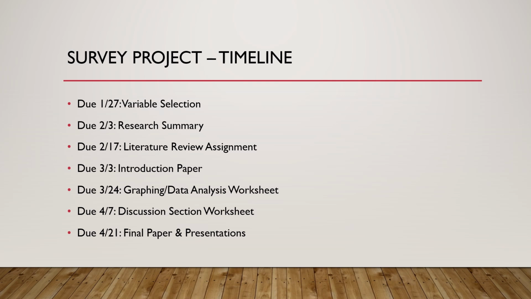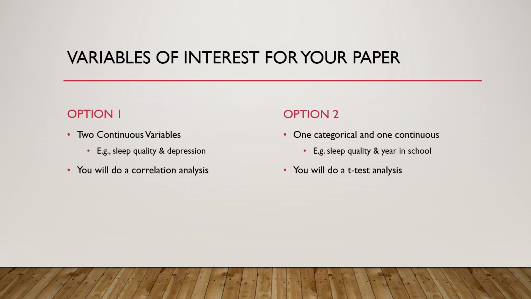As we go on in this semester, we're going to be talking more about the other 4 assignments that will be leading to your final paper, but you can kind of get a sense of the due dates right now. It's basically every couple weeks there's a new assignment. So what's the first assignment you did? This was choosing variables of interest. You, again, should have done this already. You had 2 options to choose from.